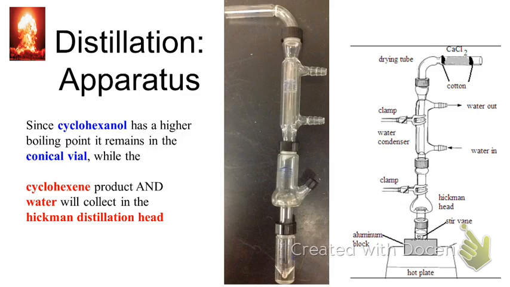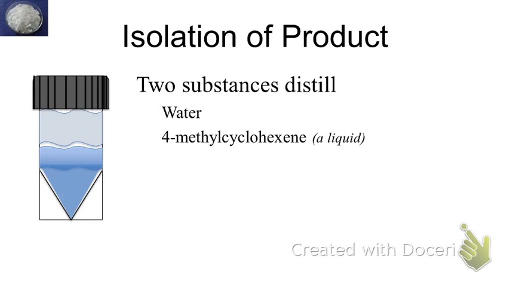Okay. I'm not going to do it again, though. So cyclohexanol has a higher boiling point, so what we'll do is go ahead and distill our stuff across. Unfortunately, one of our byproducts, water, is also going to distill across. So you're going to end up with a container that contains two solutions. You'll have water and 4-methylcyclohexene.